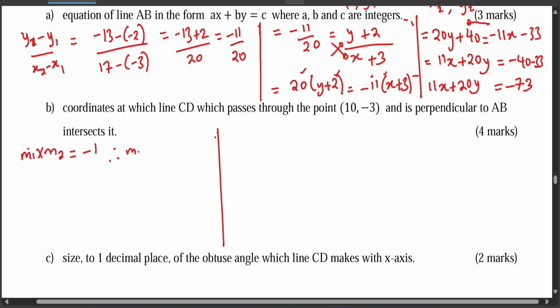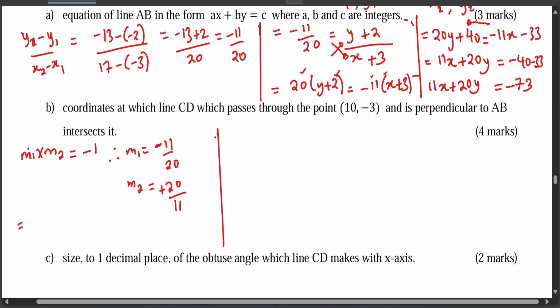So for example, if our m1, which is the gradient for AB, is -11/20, then our m2 will be the reciprocal of that, 11/20, which is 20/11, and the sign changes. If it's negative, the sign of the other gradient will become positive. Now let's use this gradient to find our intersecting point. But for you to find the intersecting point, you need to write an equation for line CD.